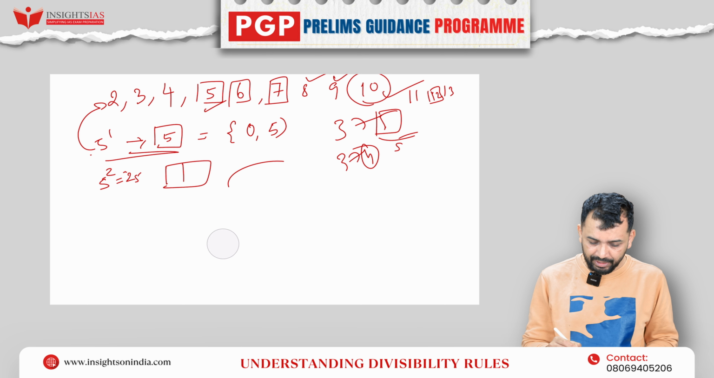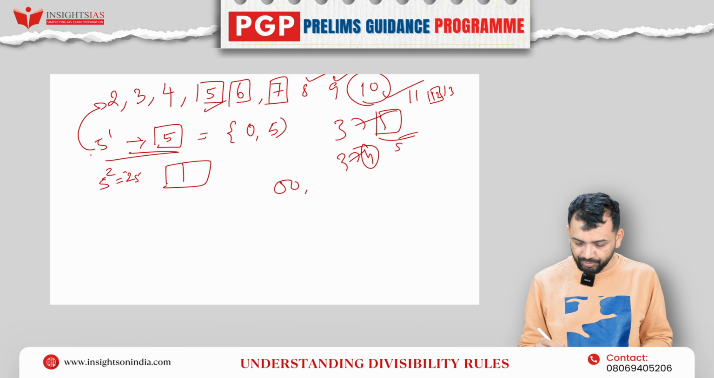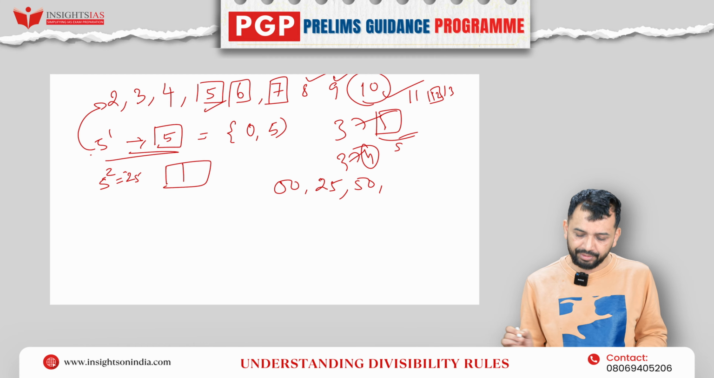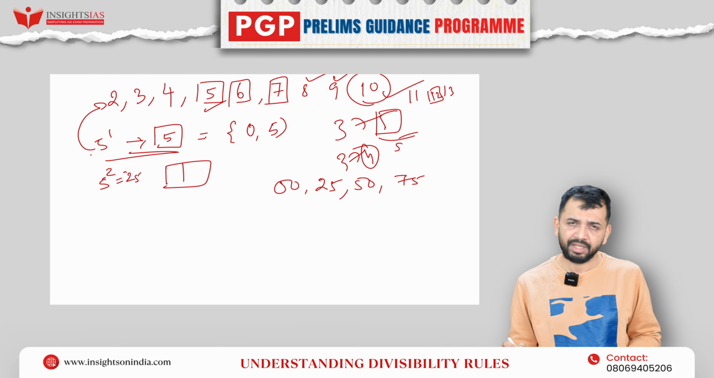If the last 2 digits are 0 0, then the number will be divisible by 25. If the last 2 digits are 25, then the number will be divisible by 25. If the last 2 digits are 50, then 50 is also divisible by 25. If the last 2 digits are 75, then also the number is divisible by 25.